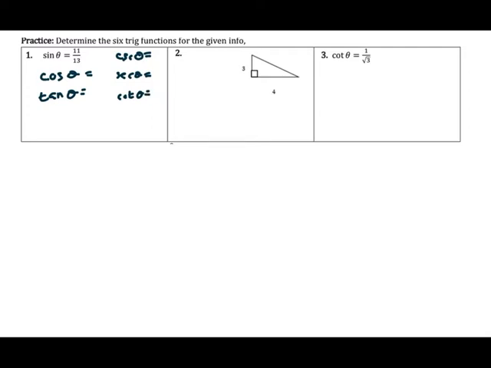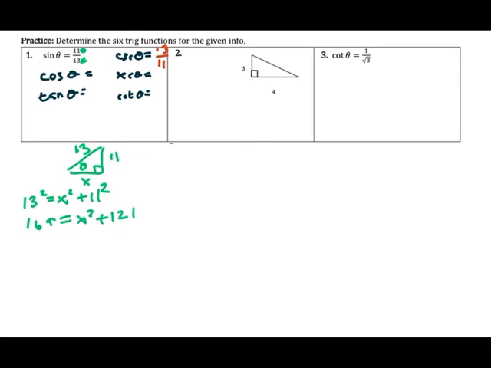We're going to find each of those values. Well, if we're given sine, all we have to do to find cosecant is flip that over, take the reciprocal. So cosecant of theta will be 13 over 11. Now, how do we find the rest? Well, this is right triangle trigonometry, so let's just draw a generic triangle. I'm going to call this angle theta. If sine is 11 over 13, that means 11 is opposite and 13 is hypotenuse, which means I can find this missing side by using the Pythagorean Theorem. 13 squared equals x squared plus 11 squared. 169 equals x squared plus 121.